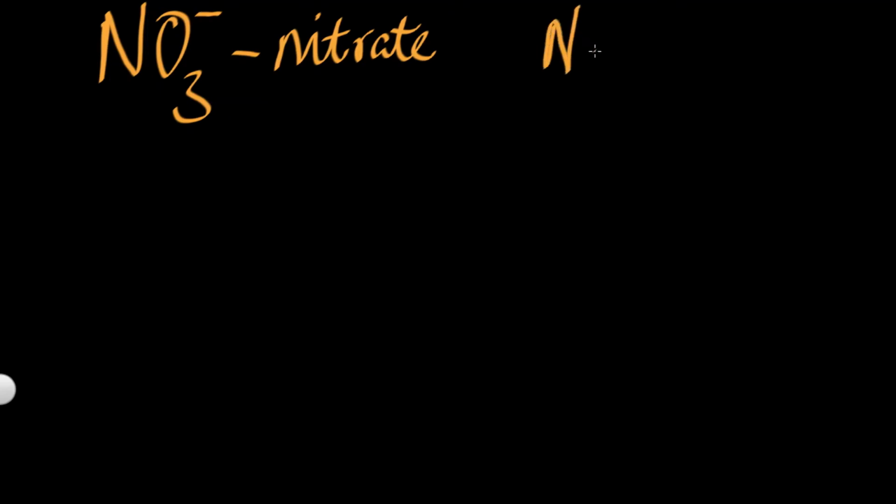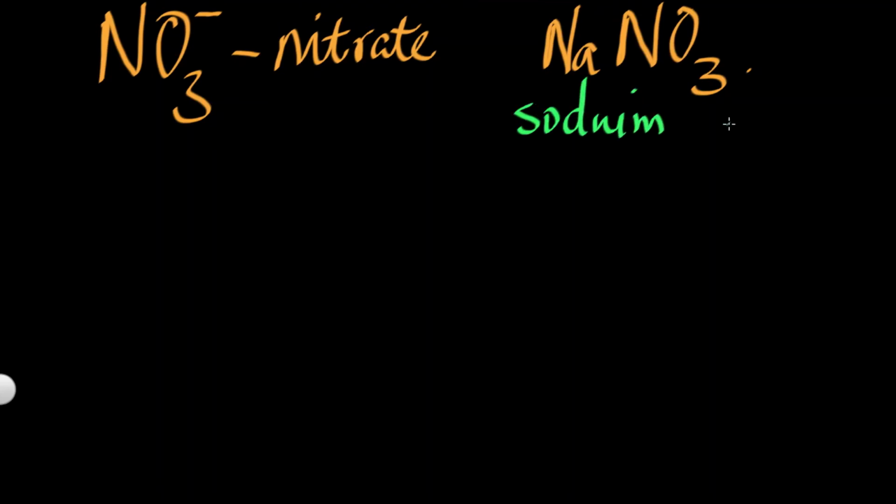One of them is NO3 minus. We call this the nitrate ion. Nitrate. So much so that if you see NaNO3, you can name this sodium nitrate. So this is sodium nitrate.